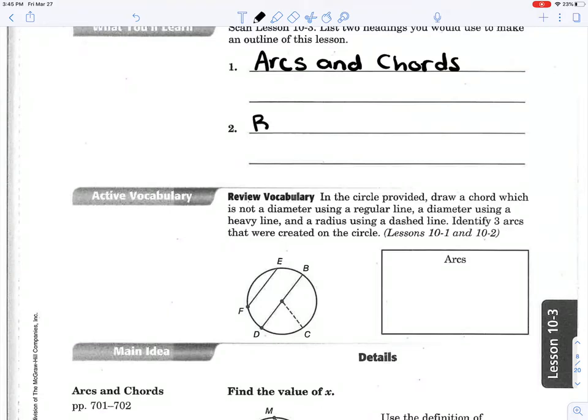And the second one is talking about bisecting. So we will say bisecting arcs and chords.